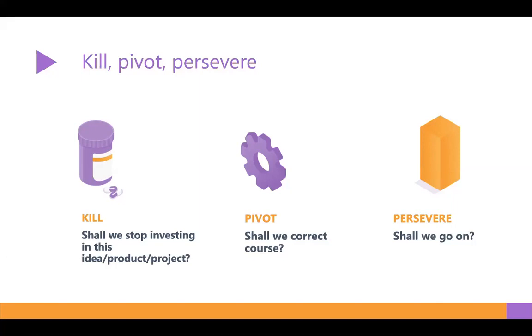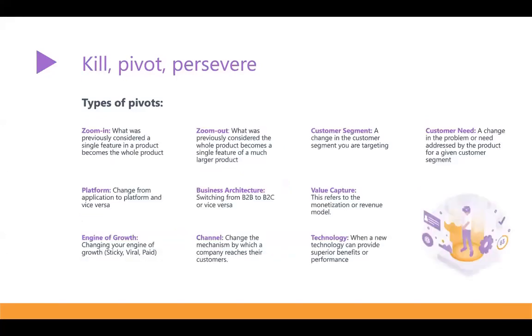Now, pivot is a structured course correction in order to test a new fundamental hypothesis about the product, the business model, or the engine of growth. Now, we are not talking about changes in the interface or some functionality. Now, most successful companies went through one or more pivots. You can read about Instagram, YouTube, Amazon, Hotmail, Twitter, and so many others. Now, here are some types of pivots. So as you can see from the types of pivots, there are some that can happen during problem solution fit stage and others during the product market fit stage. But pivots during the scaling stage are kind of rare and dramatic also.